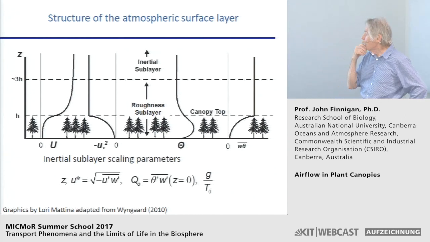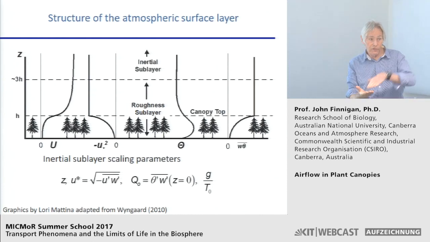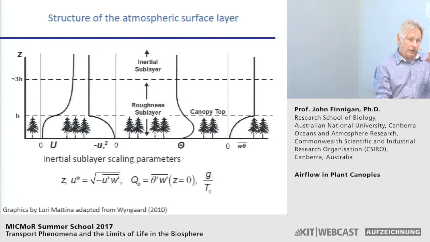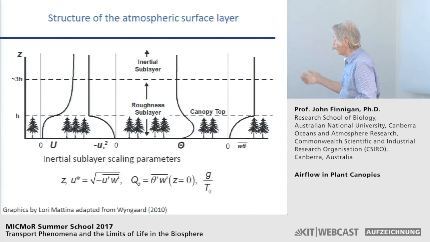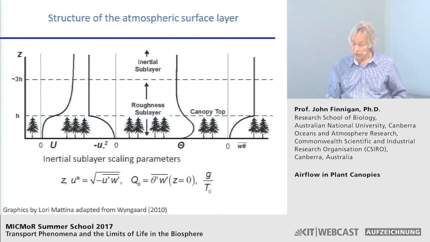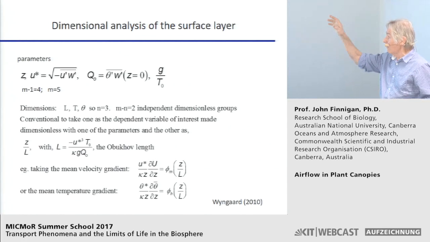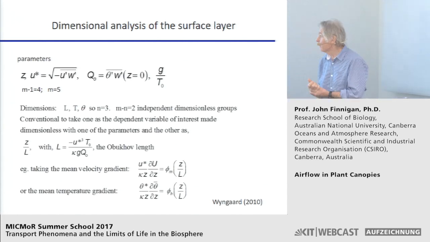So we can identify, how many have I got there? 4 parameters. Distance from the ground, obviously that's going to be important. U star, this friction velocity, characterizes the drag of the surface, that's going to be important. The heat flux we assume is important, and this buoyancy parameter. So there are 4 parameters there. m-1 is 4, so m is 5. There are 3 dimensions: length, time, and temperature. So n is 3. That means there are 2 independent dimensionless groups you can form.